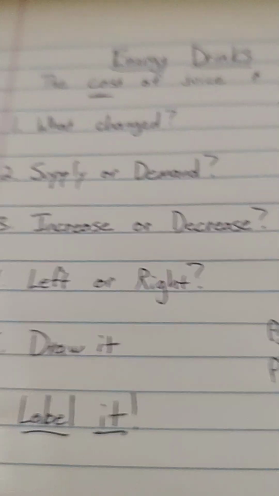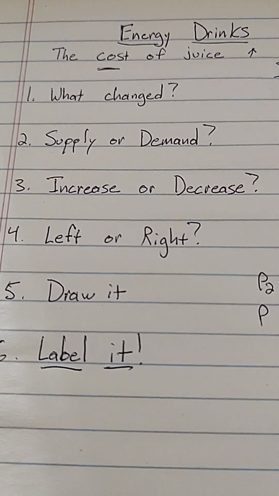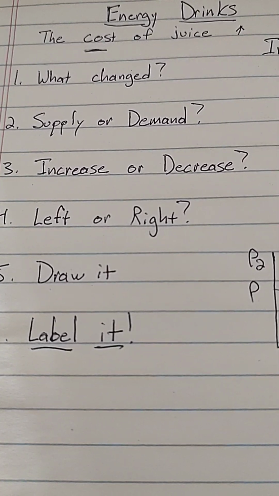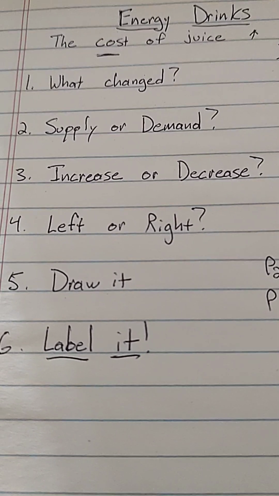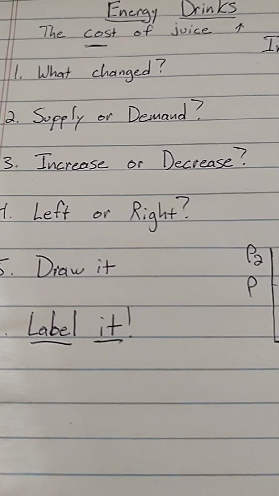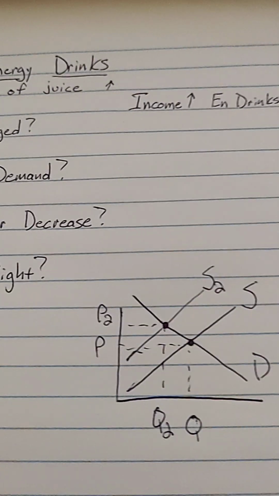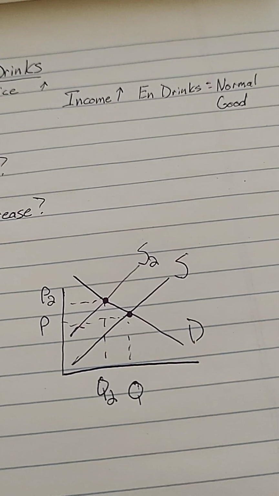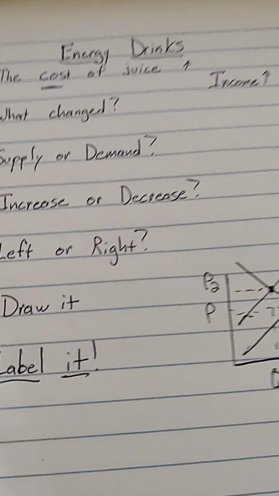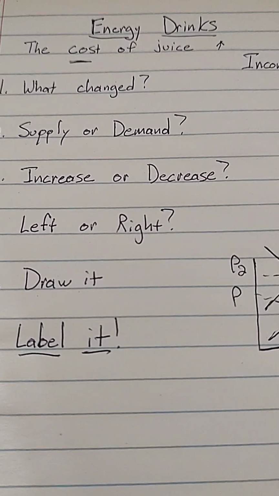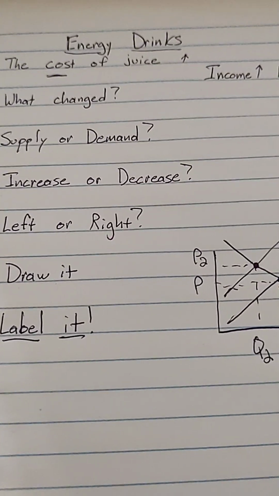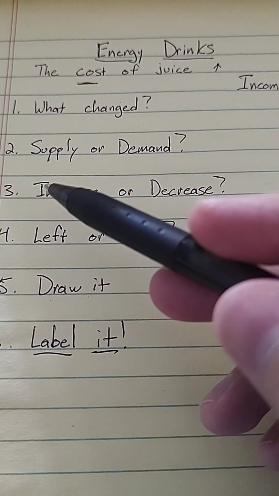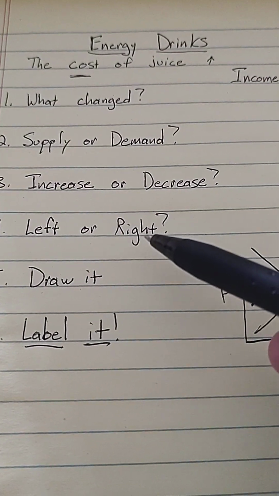My income. So now I look back at my notes and go, okay, income, is income supply or is income demand? I look at that. All right, income is going to be demand. Cool. All right, so now an increase or decrease. Well, income went up. I've got more money, and we're saying energy drinks are a normal good. So if it's a normal good, that means demand is going to increase. I'm going to buy more of it when I've got more money. So this is going to be a demand increase. Since it's an increase, that's going to shift to the right.